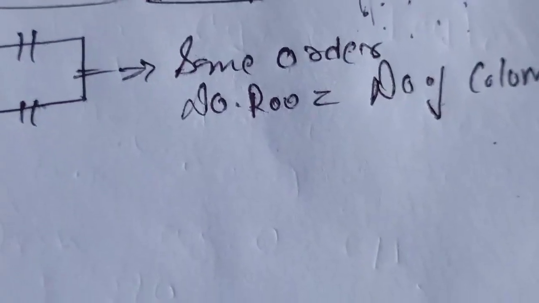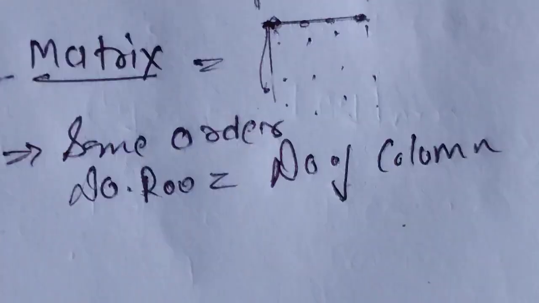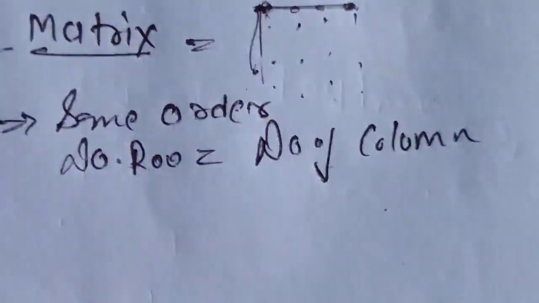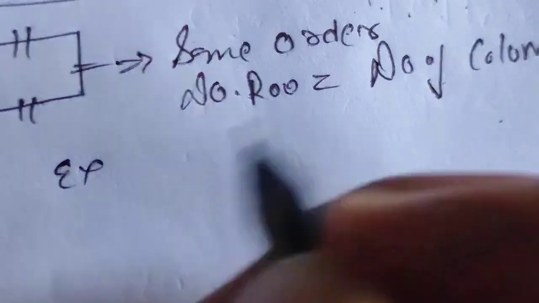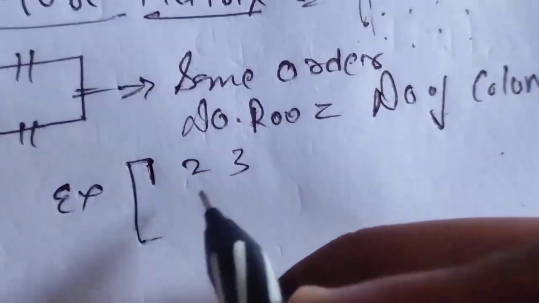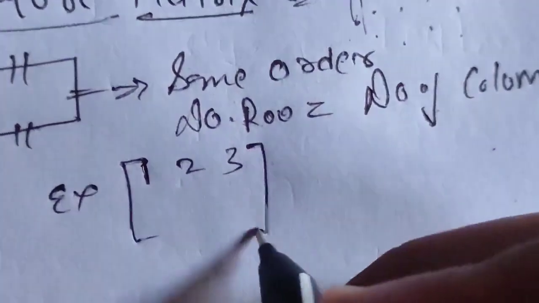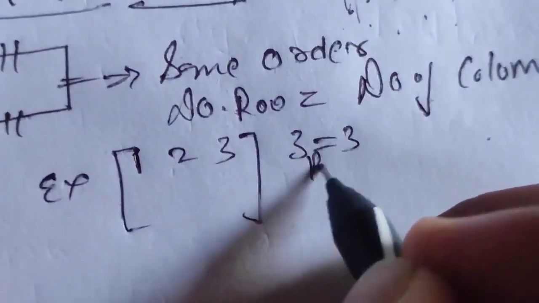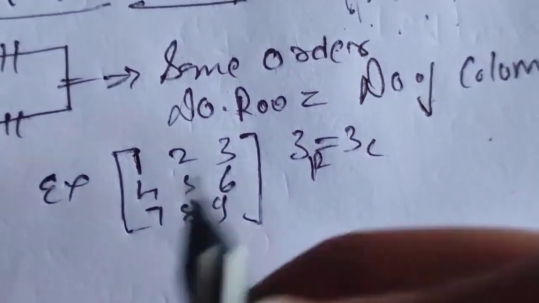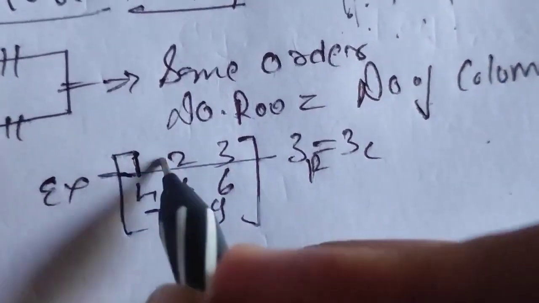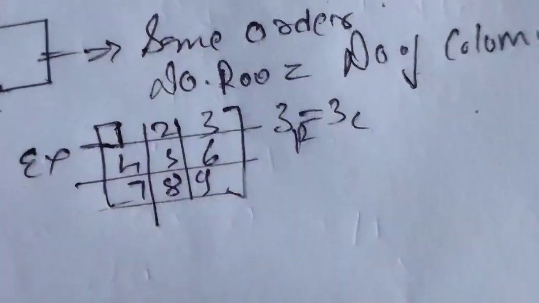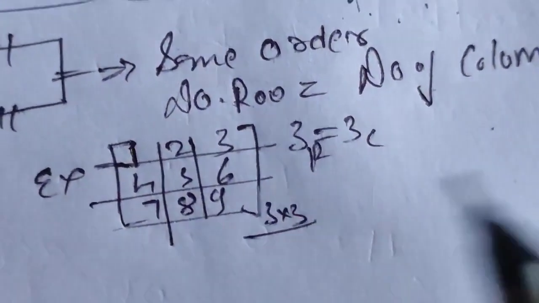Let's talk about it in a mathematical way, because mathematics usually helps us understand the concept. For example, I make a matrix: 1 2 3, then 4 5 6, and 7 8 9. It has 3 rows and 3 columns. In this case the number of rows is equal to the number of columns. You see, it makes a square, like a Sudoku square. This is called a square matrix.